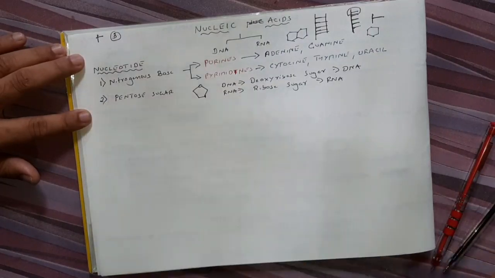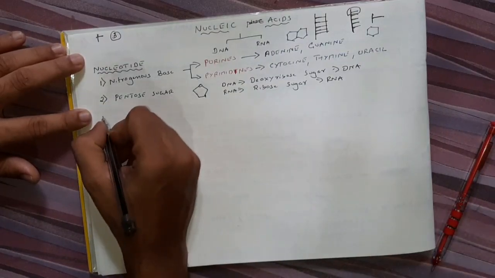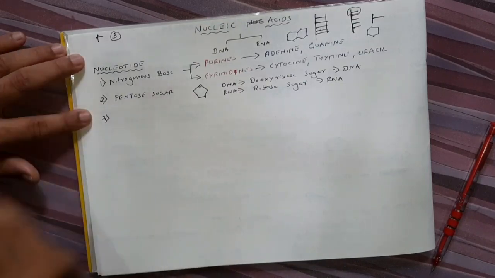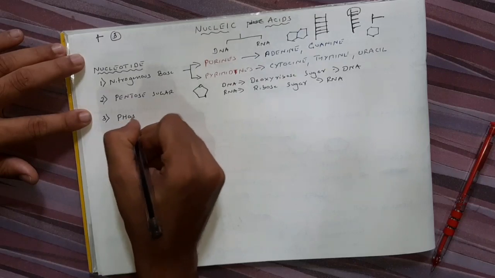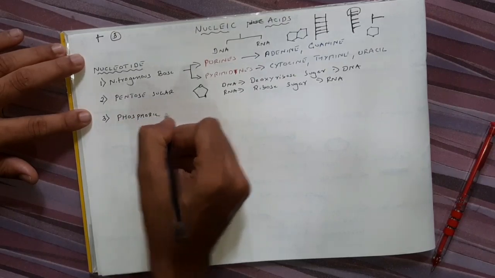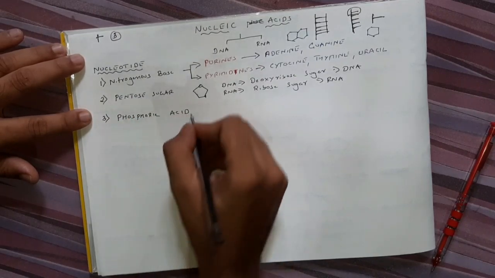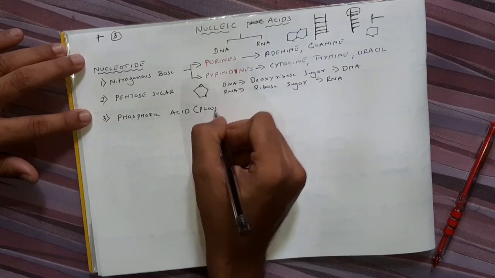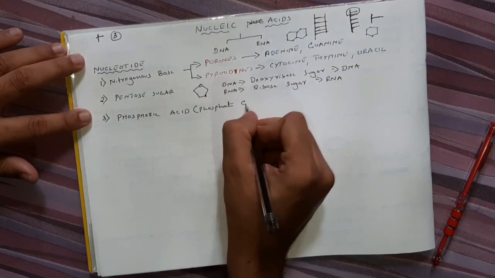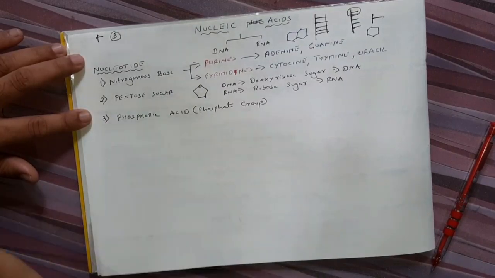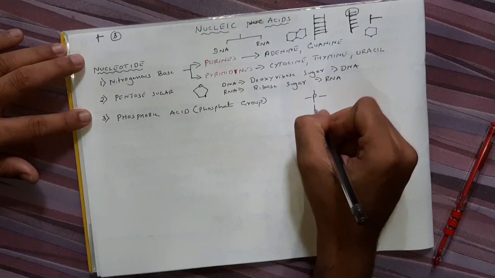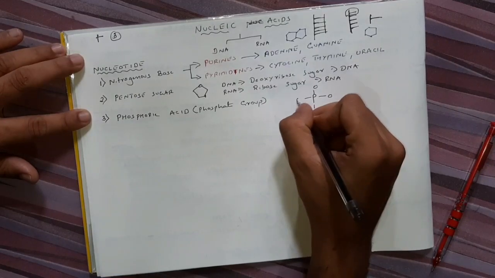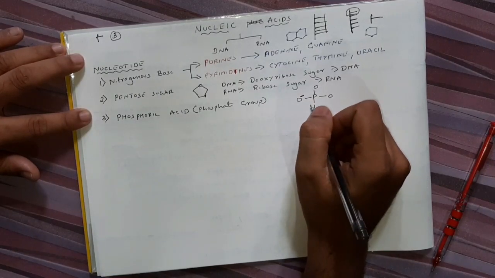Okay, we go to the next, the third type, which is a very important one, that is phosphoric acid. Phosphoric acid, or in simple words I can write this as phosphate group. Okay, phosphoric acid, phosphate group. How does it look? Chemically it looks like this, O, O, O, O, and one oxygen is carrying a negative charge.